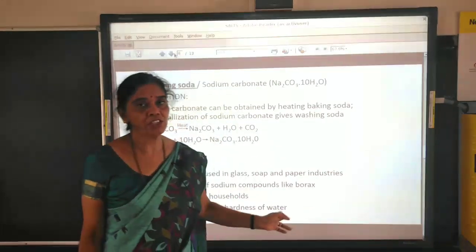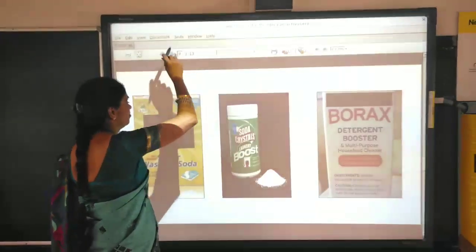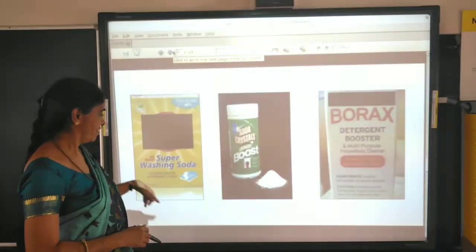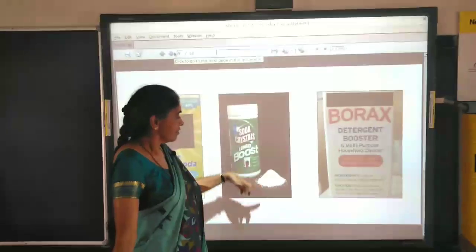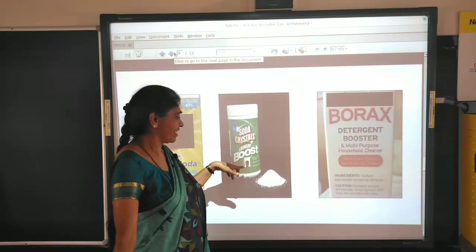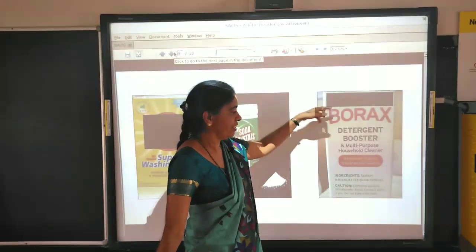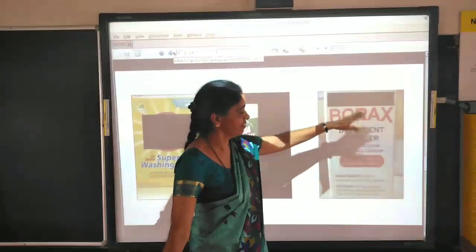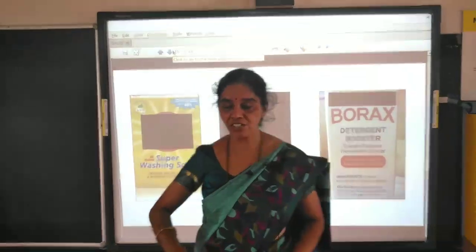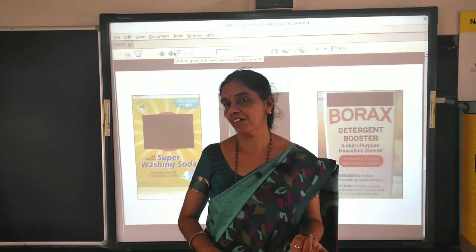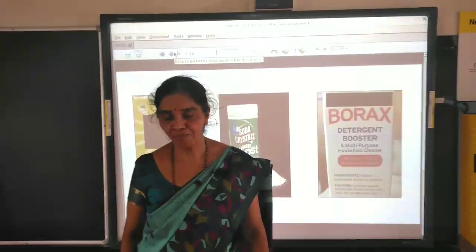So there also we use washing soda, and you can see the pictures. Washing soda can be used like a detergent or cleaning agent in the house. In the laundry, they use it for cleaning purposes. Borax is used as a multi-purpose household cleaner. Washing soda is mainly for cleaning, and it is used in the soap, paper, and glass industries. So that is the use of washing soda.